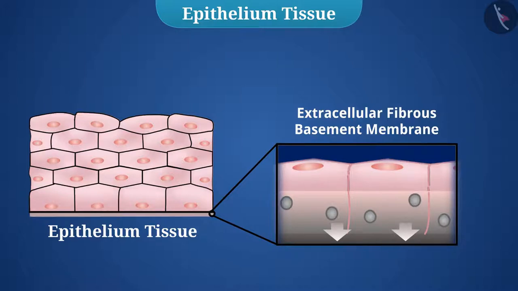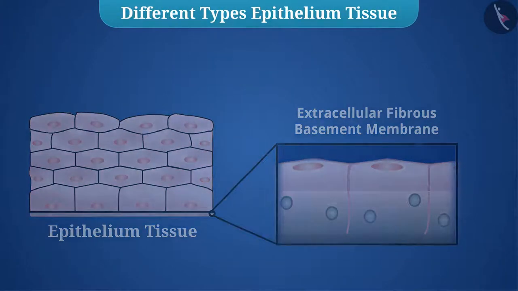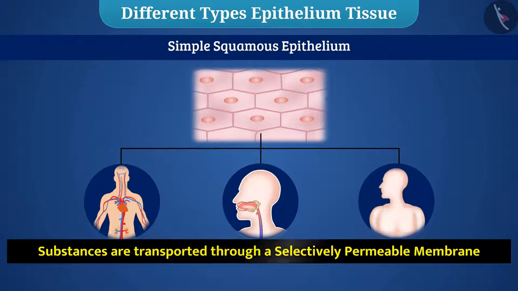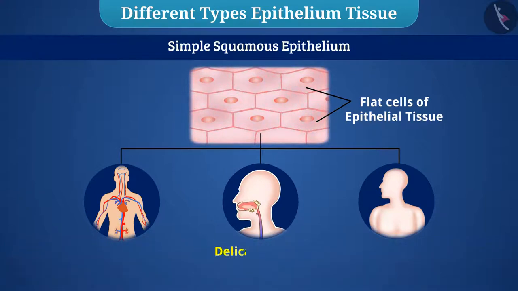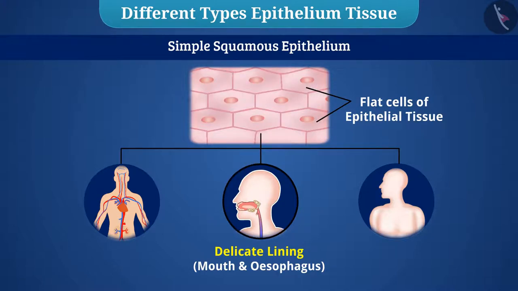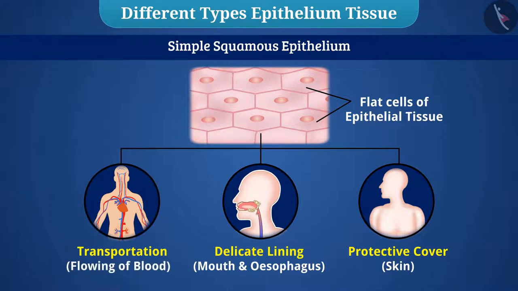On the basis of function performed by epithelium tissue, epithelium has different types of structures. In the organs of the body where substances are transported through a selectively permeable membrane, flat cells of epithelial tissue are present. These are called simple squamous epithelium. It is very flat and delicate, that's why it forms a delicate lining. Lining of the mouth and esophagus is covered with simple squamous epithelium. This epithelium performs transportation of specific substances.